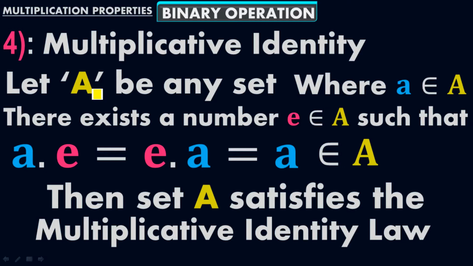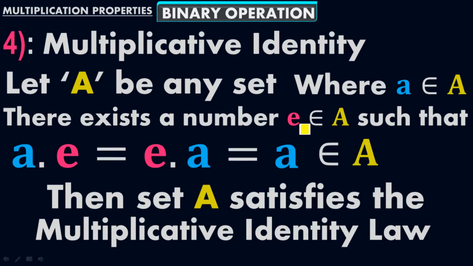We are talking about the multiplicative identity. Again, we just let A be any kind of set, where the element a belongs to A. There exists a number E which also belongs to A such that a times E equals E times a equals a. If we take its product with a, on either side, you will get back the same a, and a belongs to set A. So if such is the situation, then set A satisfies the multiplicative identity law.